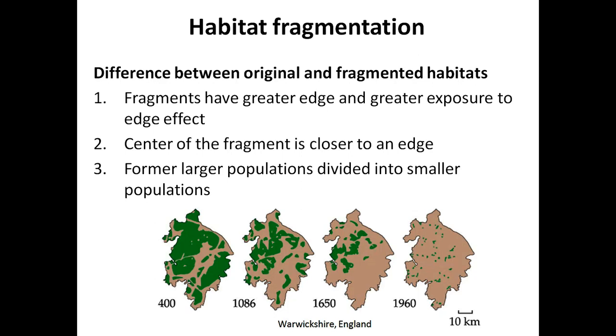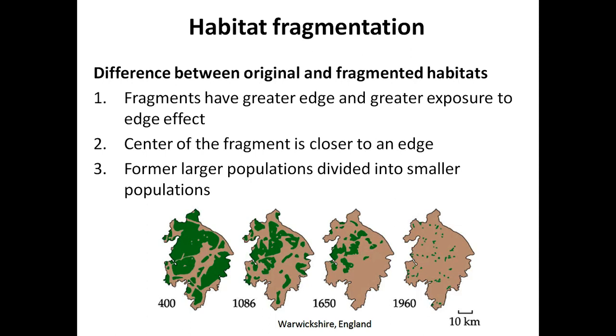So what are the differences between original and fragmented habitats? Fragments have greater edge and greater exposure to edge effect, and we'll talk more about edge effect in a second. So think about the ratio between area and the perimeter. Once you are getting smaller and smaller fragments, you have a relatively large perimeter compared to the area, and that's not good, and you'll learn why when we are talking about edge effect.